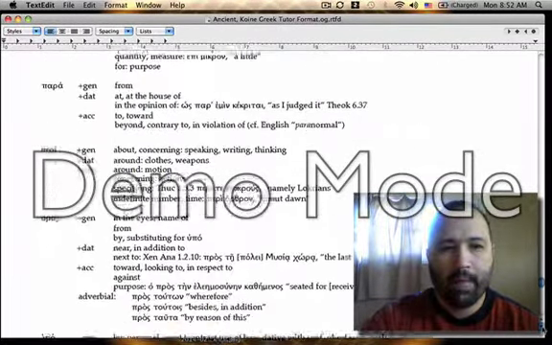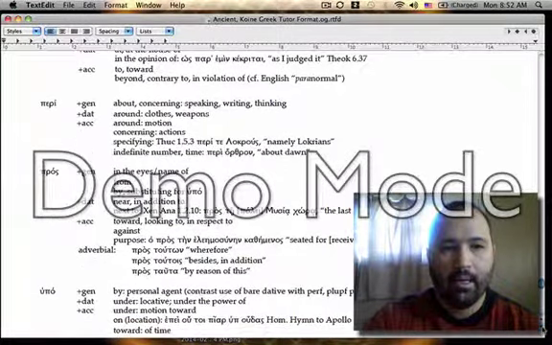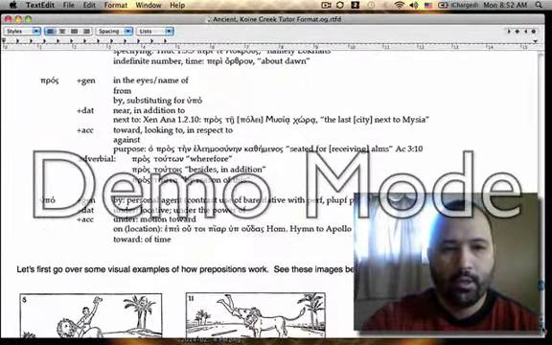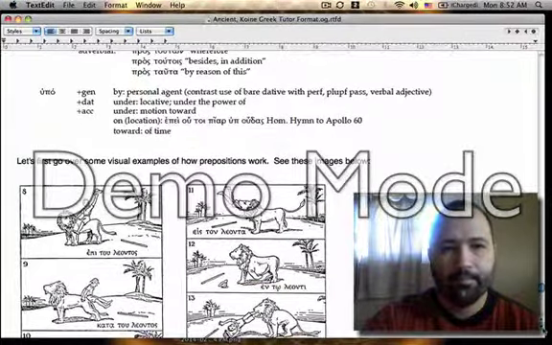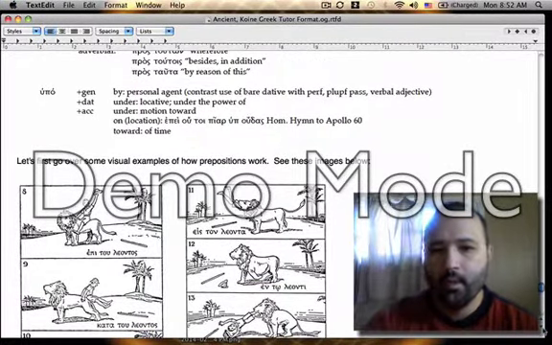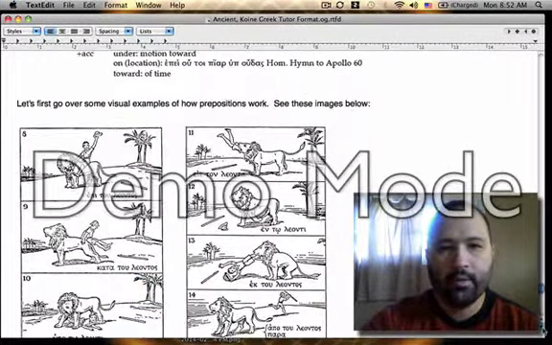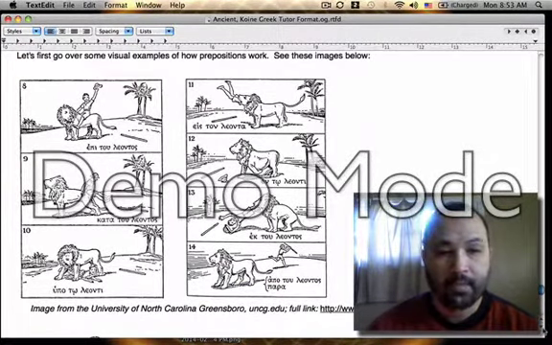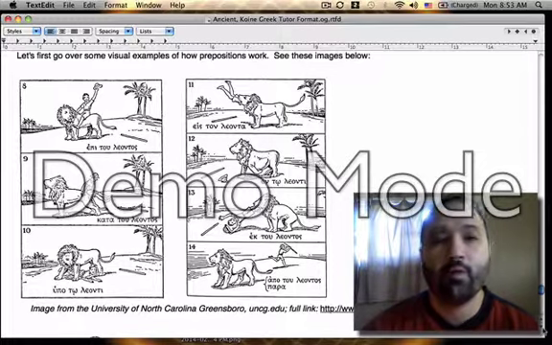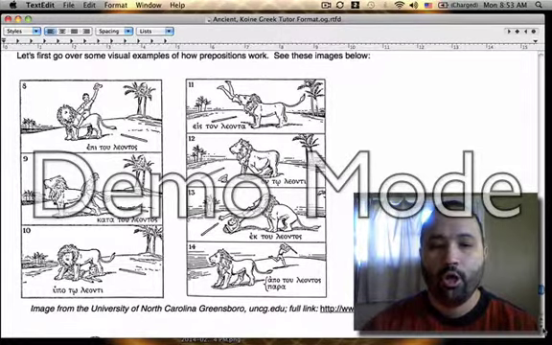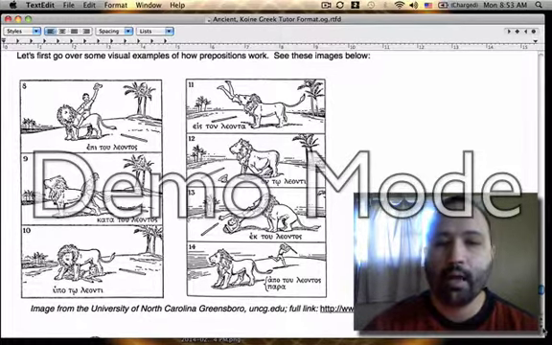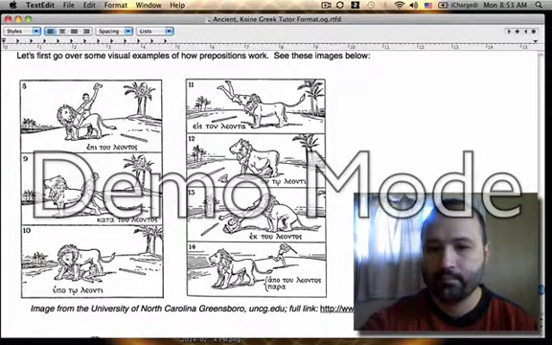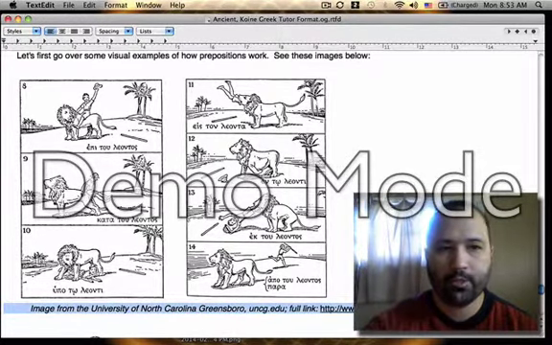Now, there's other ones here. Para, peri, pros, ipo. See that? These all have three uses. Now, quick example here. Let's see how these work. Very simple examples here. I take this image from the University of North Carolina, Greensboro, uncg.edu. Full link is right here. See all this information here for your information.